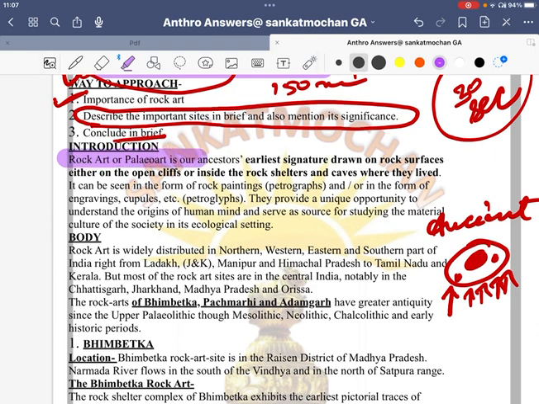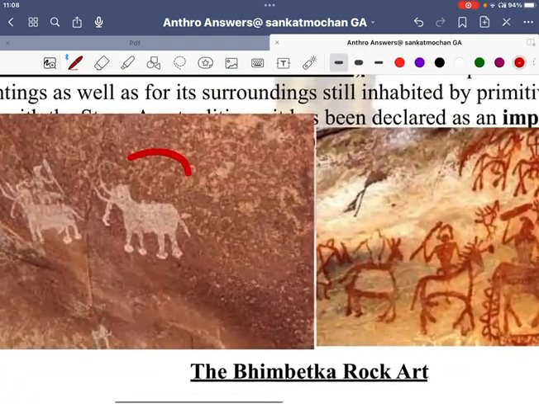Rock art or paleo art is our ancestors' earliest signature drawn on rock surfaces, either on open cliffs or in the rock shelters and caves where they lived. Earliest signature, what does that mean? Simple as that. They could not write a language or express their thoughts. What we have is this drawing, this rock art.